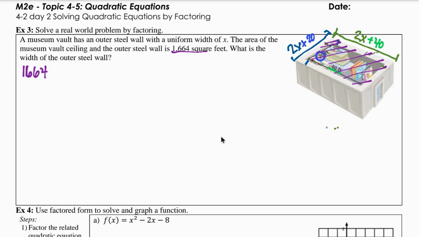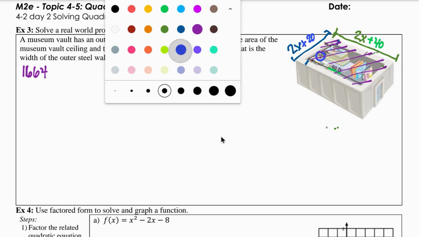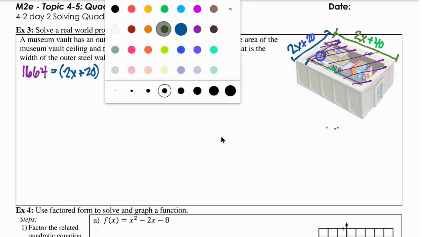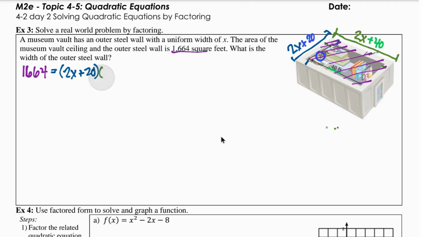And so that 1,664 is going to equal the length times the width of that vault that we created. So that means that's going to be equal to 2X plus 20 times 2X plus 40. So what we're going to have to do is multiply out that 2X plus 20 times 2X plus 40 and then solve.